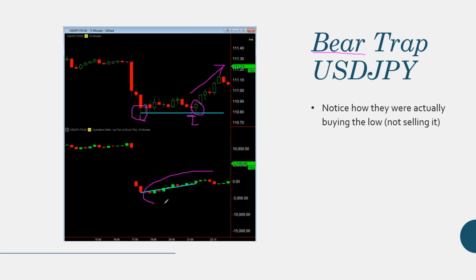You also see all of the buying volume in here, okay? They were not selling the low, okay? They were actually buying it. Does everybody understand that? The only way you can really see this is if you're analyzing the volume. That is the only way to see it, okay? Just because you had a candlestick that closed up does not mean they were actually buying it. You really have to look at the volume and see what they were doing.